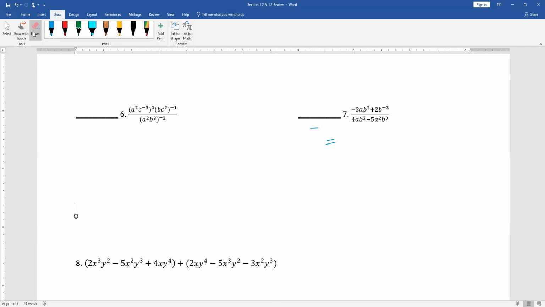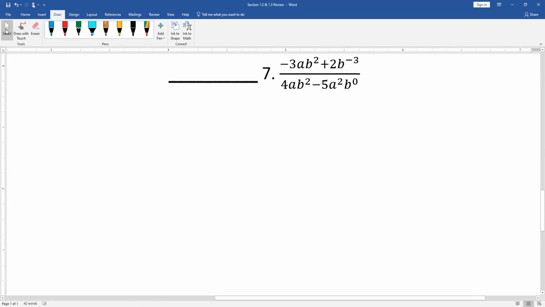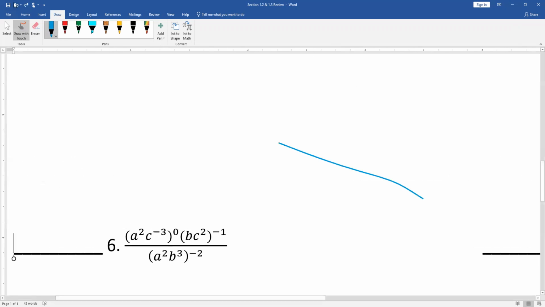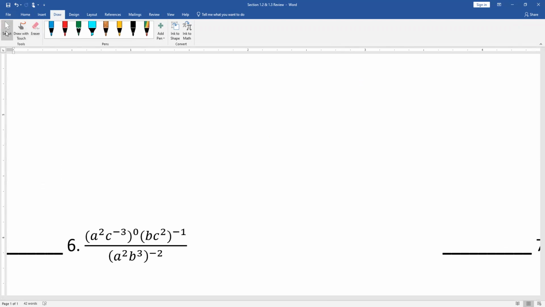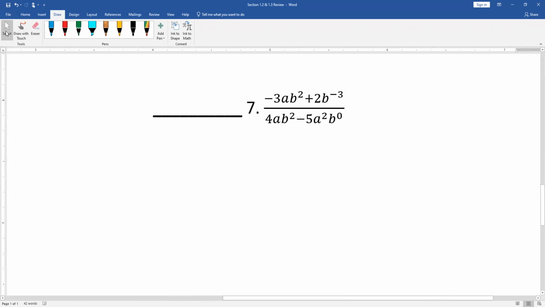Let me zoom in so I can have room, because otherwise it's going to be a mess. Okay, so when you simplify, also that b to the power of 0 right here is going to end up being 1. So we can just eliminate that as well, because anything times 1 is itself. So let's go ahead and simplify this.